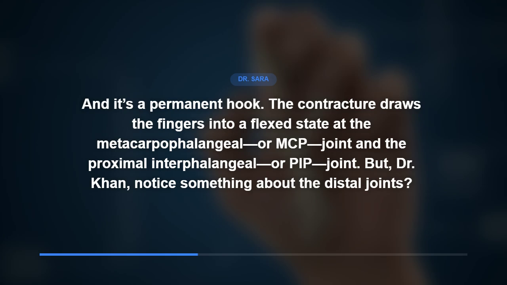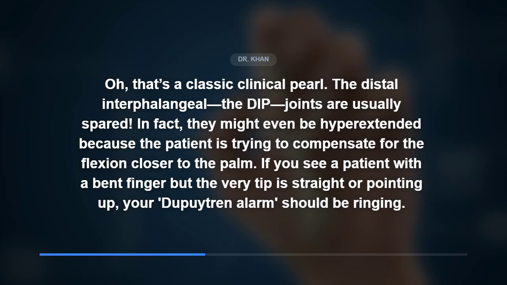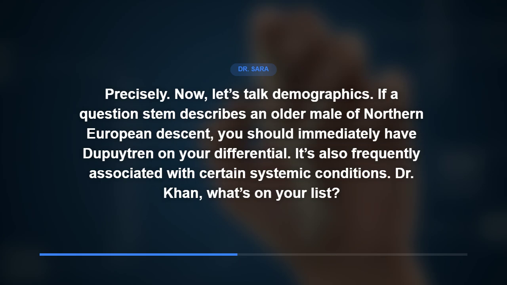The contracture draws the fingers into a flexed state at the metacarpophalangeal, or MCP joint, and the proximal interphalangeal, or PIP joint. But Dr. Khan, notice something about the distal joints? Oh, that's a classic clinical pearl. The distal interphalangeal, the DIP joints, are usually spared. In fact, they might even be hyperextended because the patient is trying to compensate for the flexion closer to the palm. If you see a patient with a bent finger, but the very tip is straight or pointing up, your Dupuytren alarm should be ringing.